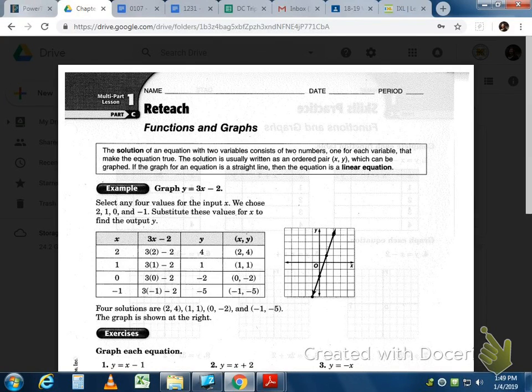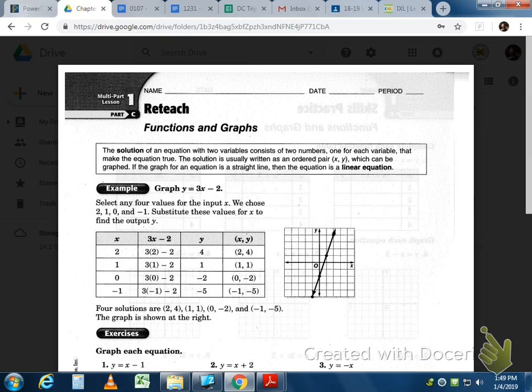All right, 7.1c, functions and graphs. So we have talked about functions and function tables. We plugged in numbers for the input, the x value usually. We solved it in the function table and came up with output. We talked about solutions yesterday.